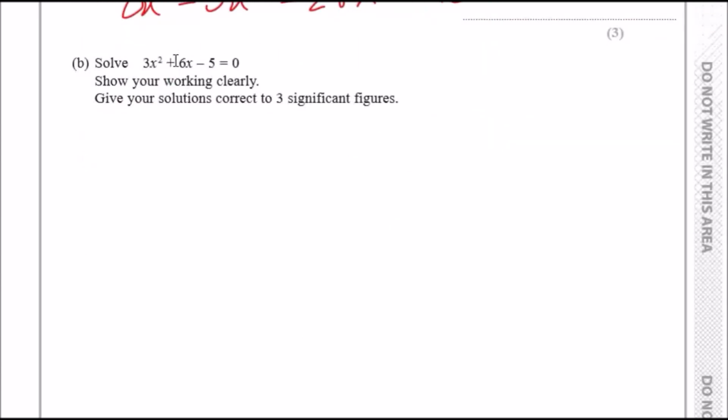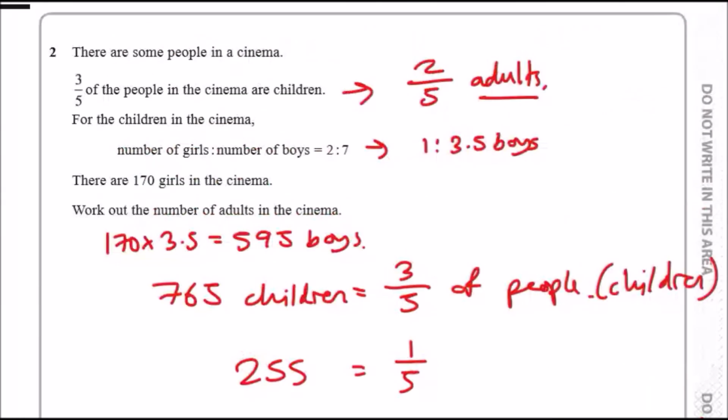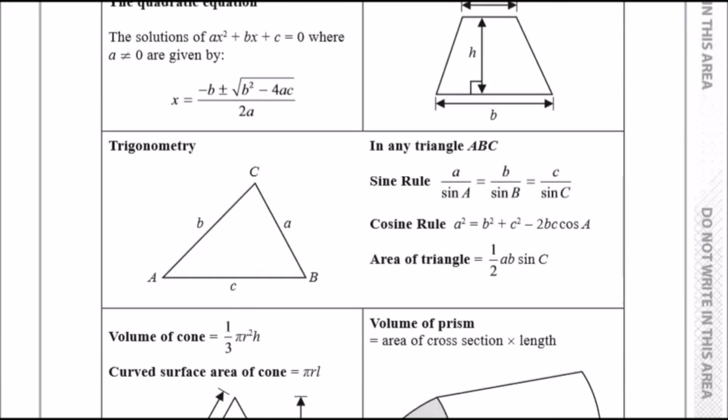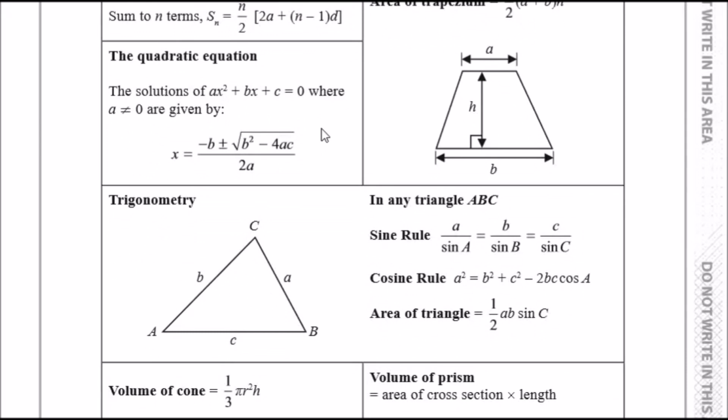Now B. Solve this quadratic equation when it equals 0. Show your working clearly. Okay, this one tip: when you have questions like this and they say give the answers to three significant figures and it's quadratic, use the quadratic formula, yeah? Now, I cannot even remember if they actually give us the formula here because I've been used to doing the old papers and yeah, they actually give it to you.